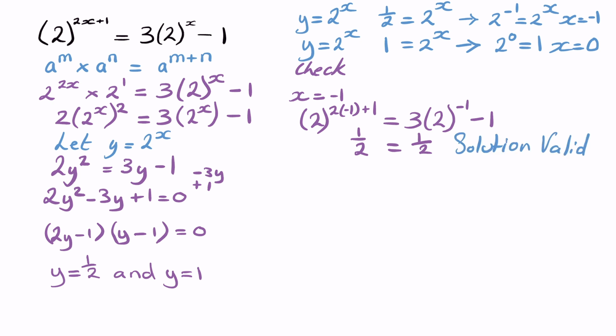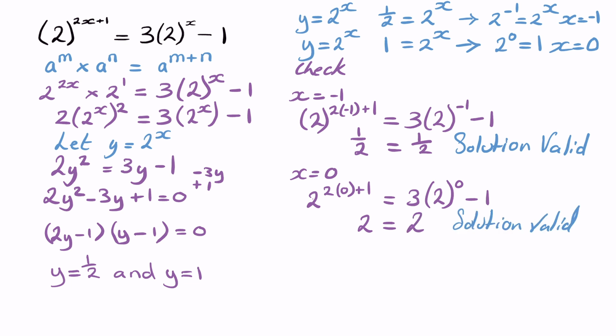Now we'll do when x equals 0. So we have 2 to the power of 2 bracket 0 plus 1 equals 3 bracket 2 to the power of 0 minus 1. So on this side, 2 times 0 is 0 plus the 1. That's going to give us 2 to the power of 1, which is just 2. And on this side, we have bracket first. We have 2 to the power of 0. That's going to give us 1. So 3 multiplied by 1 will be 3. Subtract the 1, and there is the 2. So that is also valid. And that should be about everything.